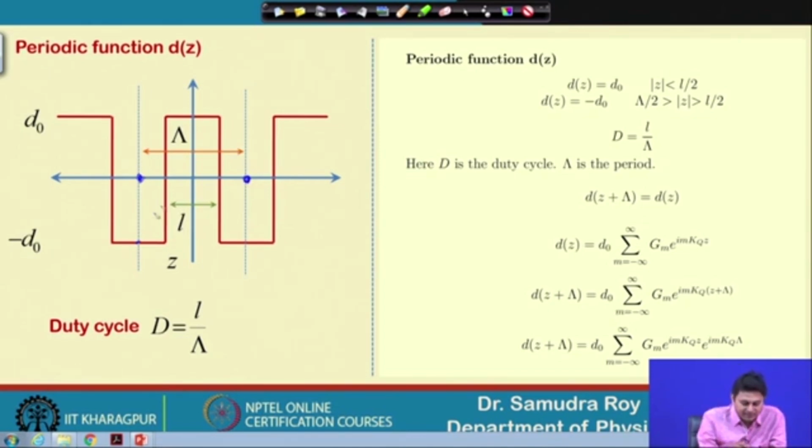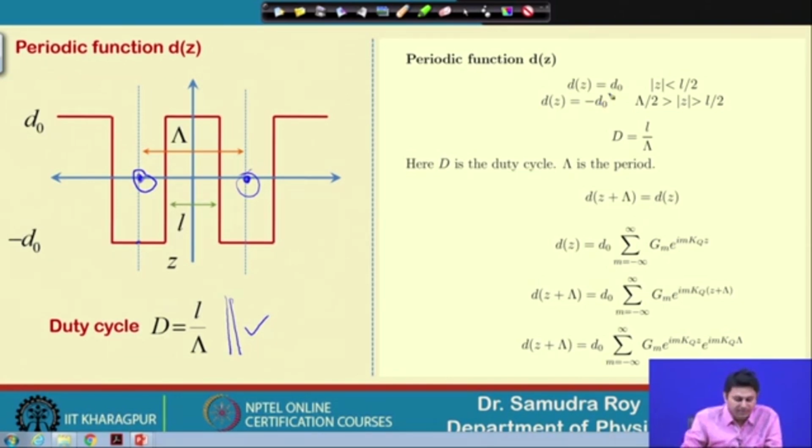You can see that this particular structure is there on the right hand side and left hand side. So, this is a repetitive structure. That is why from this point to this point, we write it as my period lambda. From here to here, we say this length is L. The ratio of L and lambda is called the duty cycle. We are going to use that later, but we should know it. So, the function is something which is shown here.